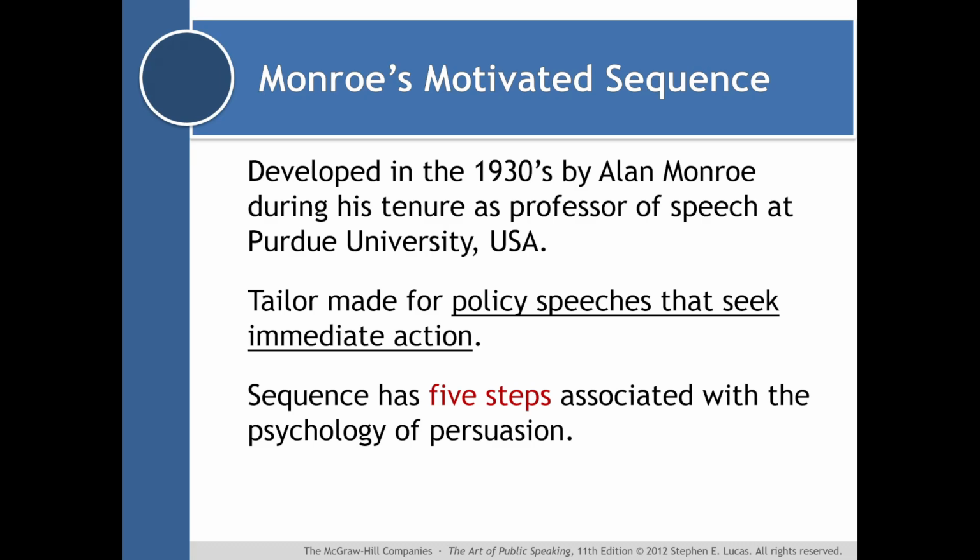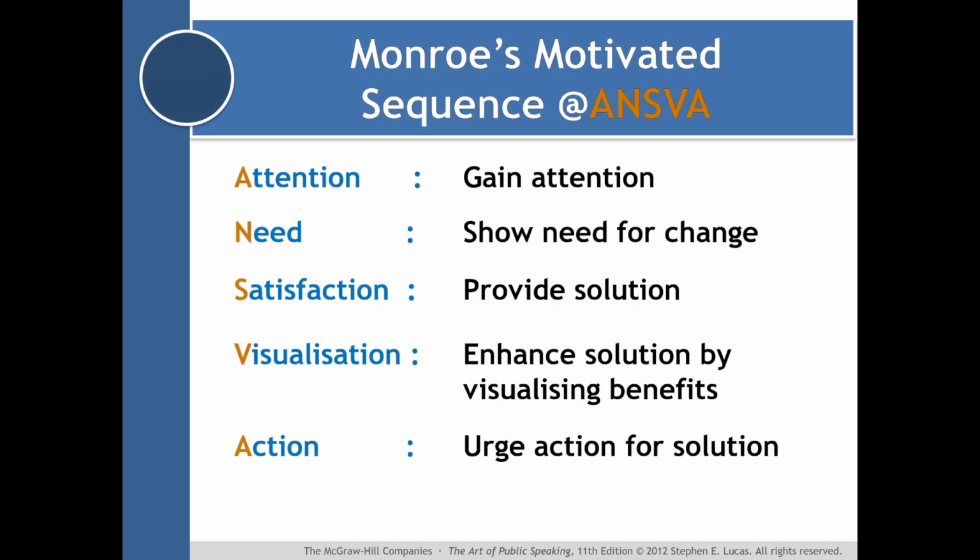So you must remember that this sequence, Monroe's motivated sequence, has 5 steps associated with the psychology of persuasion. So what are the 5 steps? We look at AN-SVA, or any kind of word that you want to say. Remember, each one is an acronym for something.